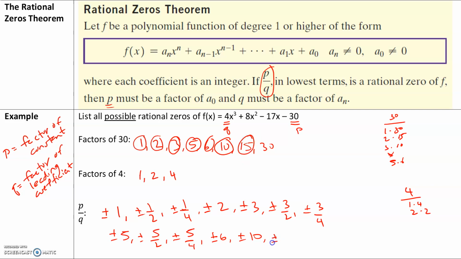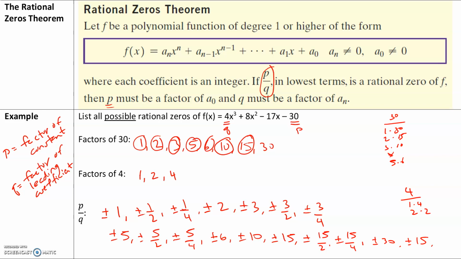Then we got 15. So we have plus or minus 15 over 1, that's 15. Plus or minus 15 over 2, that's not there, and then 15 over 4. Then we have 30 over 1, that's going to be plus or minus 30. Then we have 30 over 2, that's going to be plus or minus 15. And then we have 30 over 4, which is 15 over 2, and that's already there. So these are all the possible zeros of this polynomial function. Now notice that these are all the possible rational zeros.